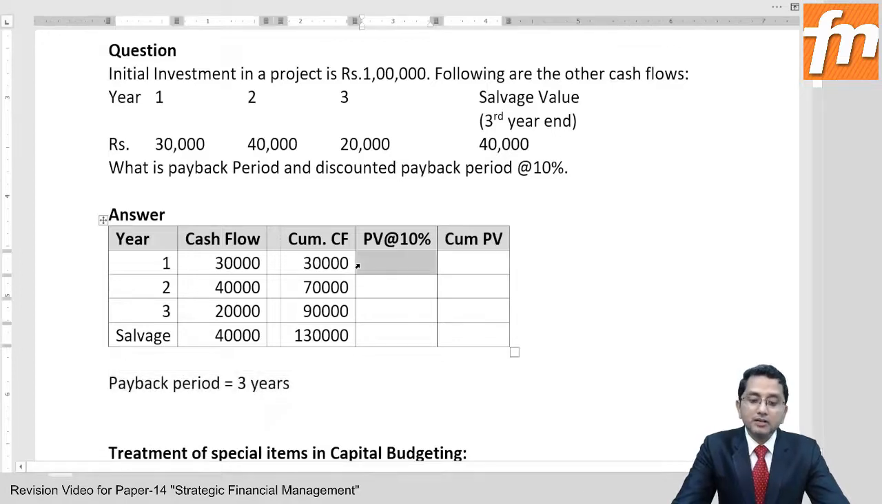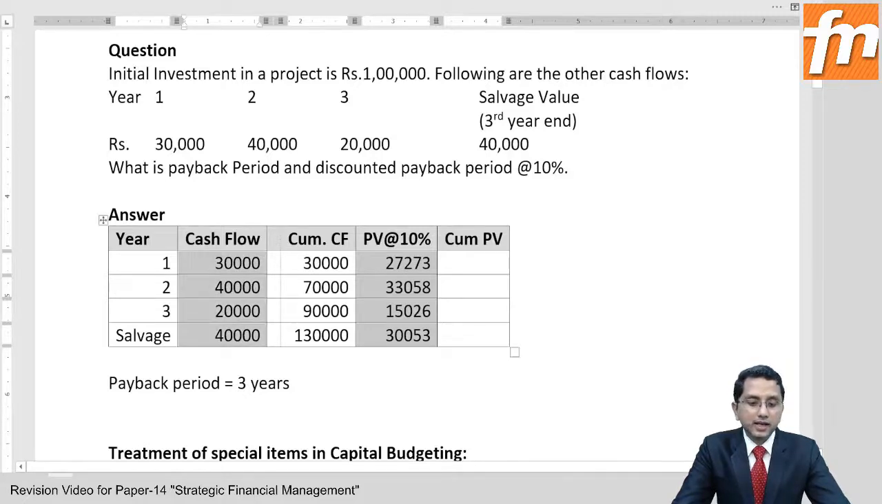Even if I calculate discounted payback period, first I calculate present value of all these cash flows. This is 30,000 divided by 1.10, equal to 27,273. Then 40,000 and then I press equal 2 times, equal to 33,000. 20,000 and I press 3 times, equal to 15,000. And this 40,000 will also be discounted with the 3-year factor, right?